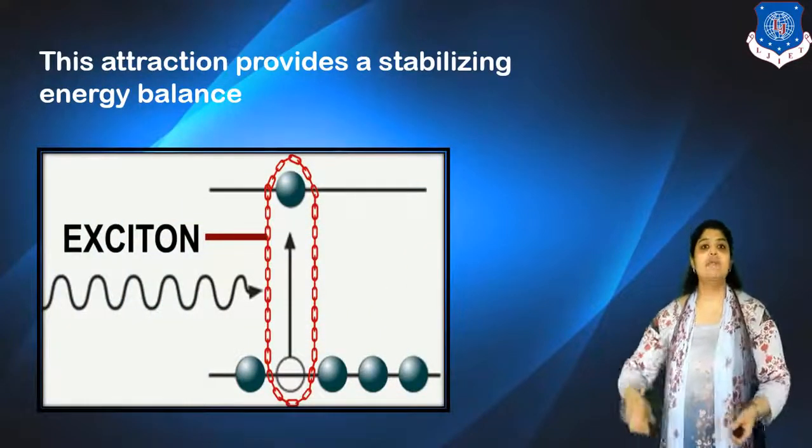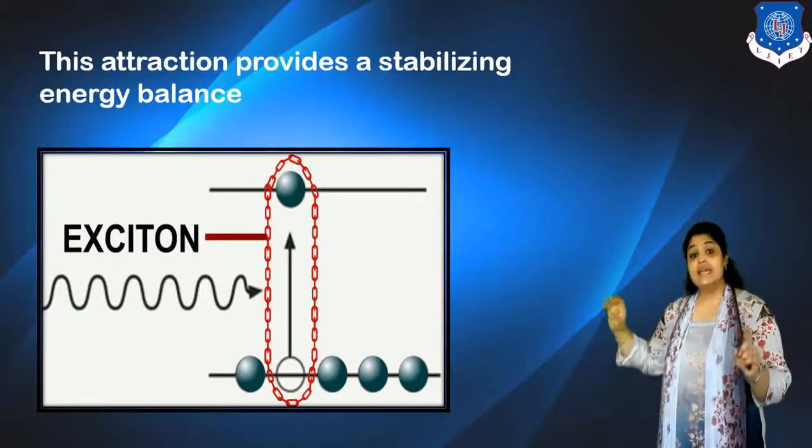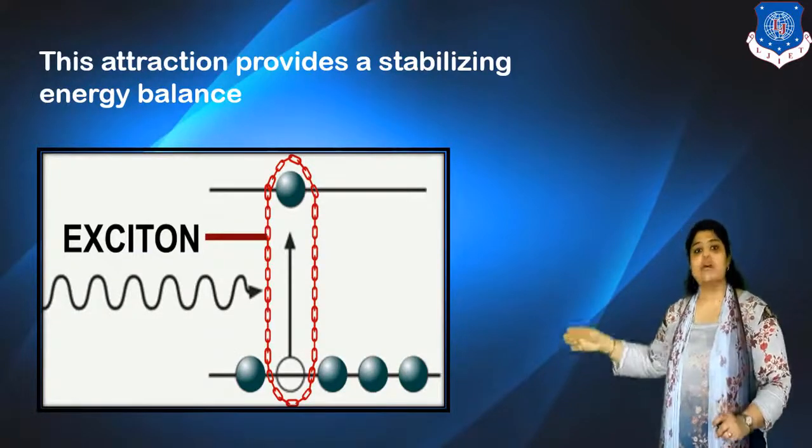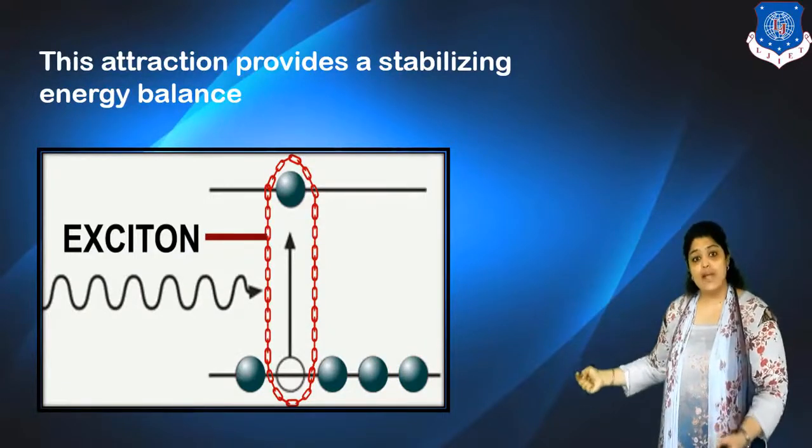Let us see with the help of a diagram. In this diagram, you can see that a photon is incident on the electron. The electron is moving to the conduction band. There is a hole left behind in the valence band.